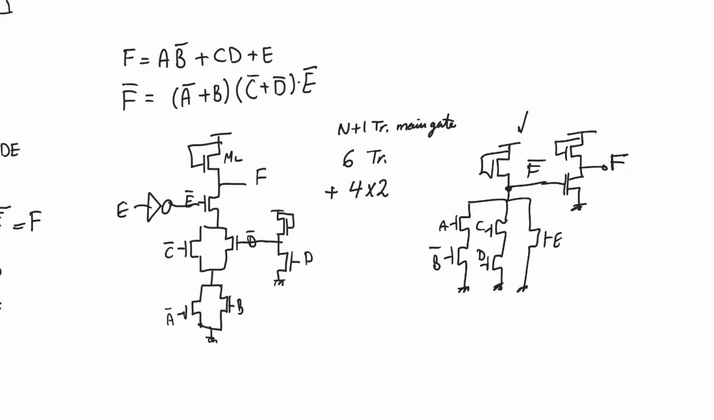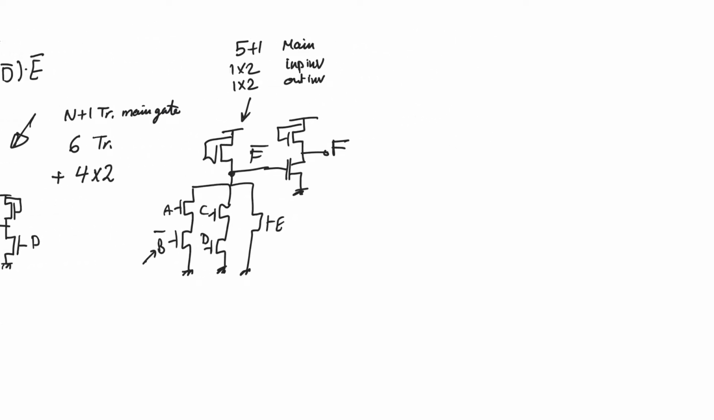But what is the number of transistors here? We still have 5 plus 1 transistors in the main gate. We have one input inverter giving us 2 transistors. This is used to calculate B bar. And we have one output inverter. So when we implement the expression of F, we get F bar. We need an output inverter that always consumes 2 transistors. And so we need 6 plus 4 transistors. Whereas using the previous method, implementing the expression of F bar, we would have needed 6 plus 8 transistors. So this means we have saved 4 transistors already.